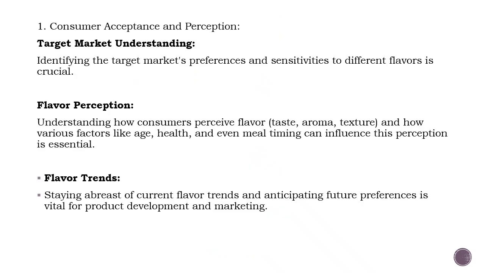Next one is consumer acceptance and perception. Based on target market understanding, first you have to identify the target market's preferences and sensitivities to different flavors, which is crucial. Flavor perception: understanding how consumers perceive flavors, for example taste, aroma, texture, and how various factors like age, health, and even meal timing can influence this perception is essential. The last one is flavor trends. Staying abreast of current flavor trends and anticipating future preferences is vital for product development and marketing.